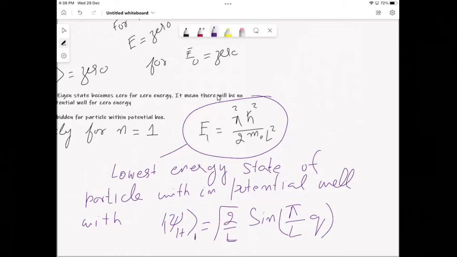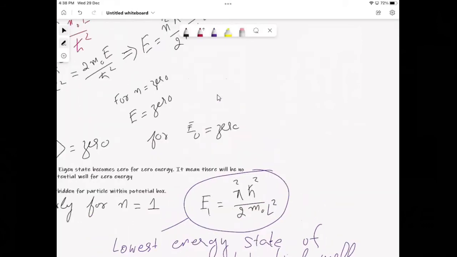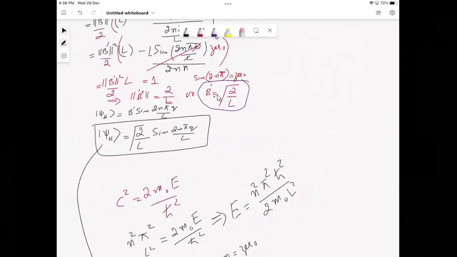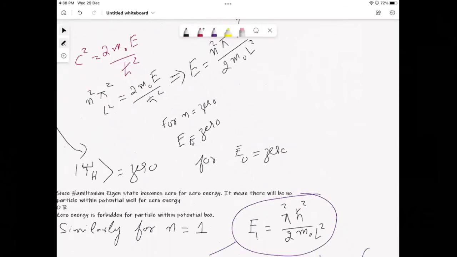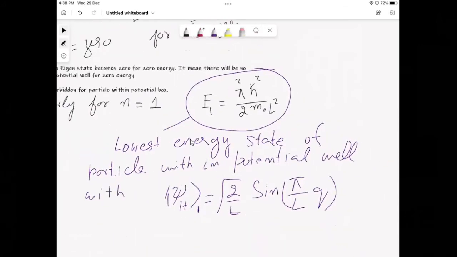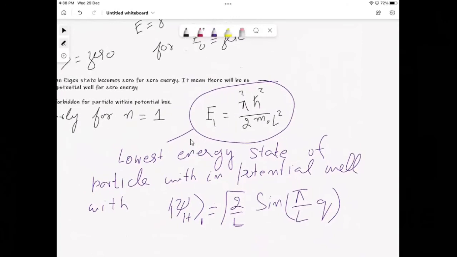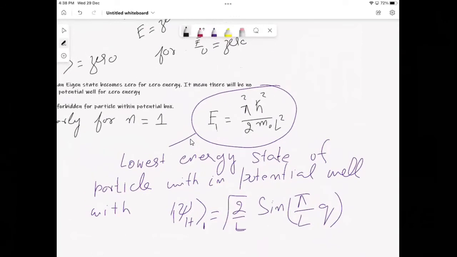Okay. Why? If someone asks, I have put this value here, and n equal to 1, 2 pi q over L. Yes, 2 pi over L sine q. Yes, you are right.